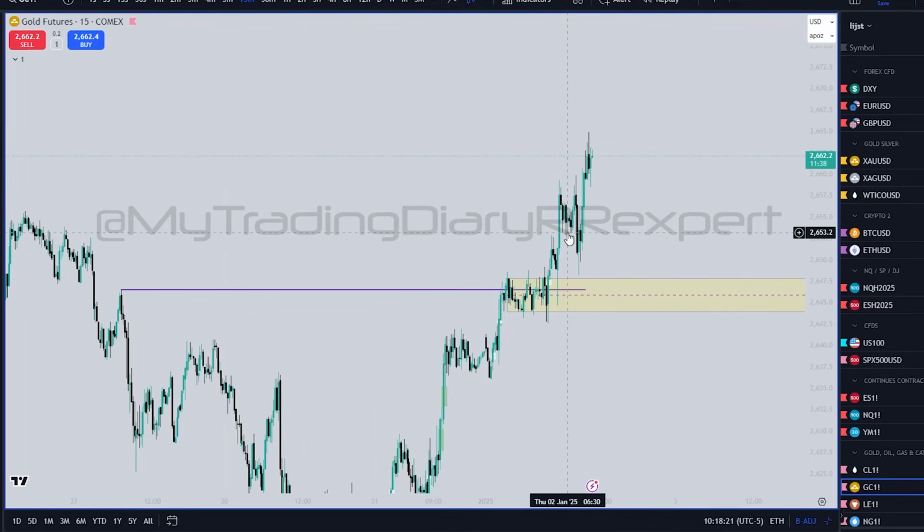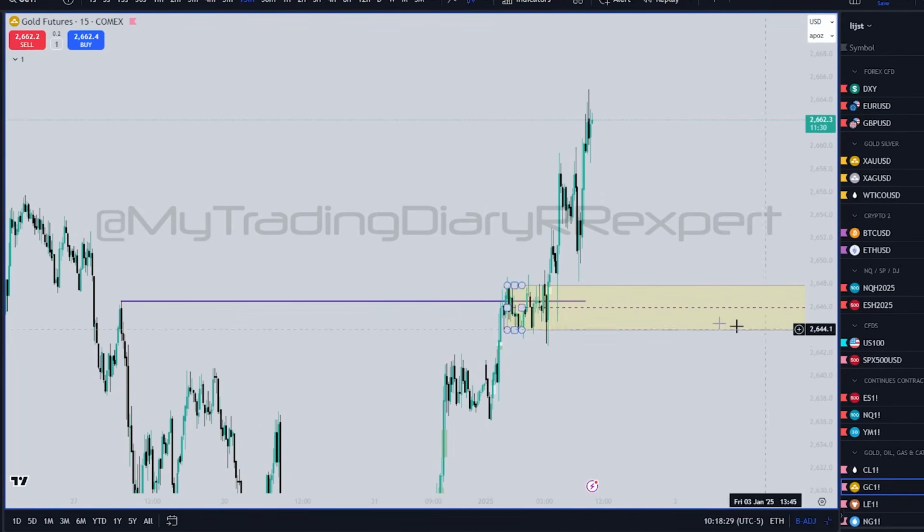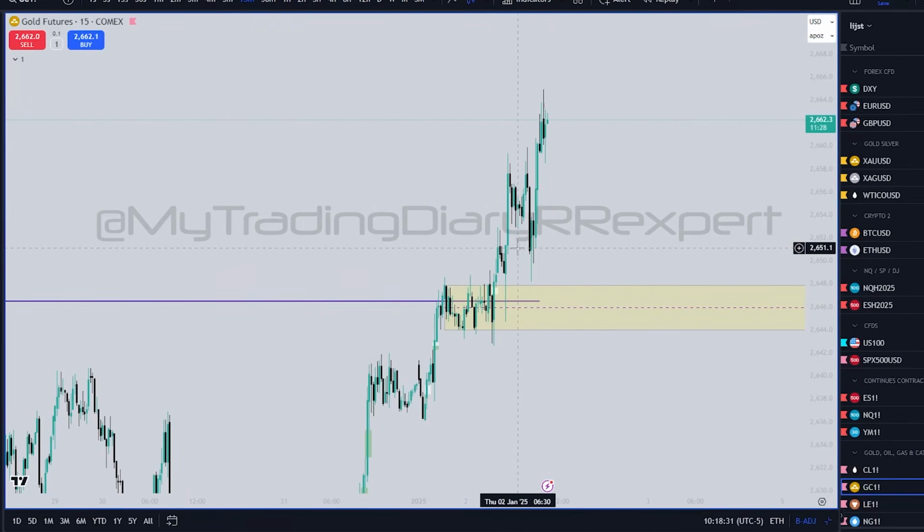But if you're going to use these models, this line here, this consolidation that's part of a bear flag, or a flag, I don't know what it's called, you still have to wait for confirmation. What is confirmation? That the price moves away.